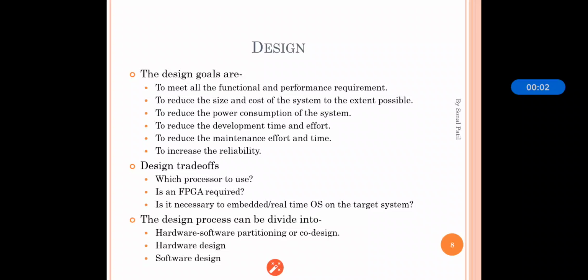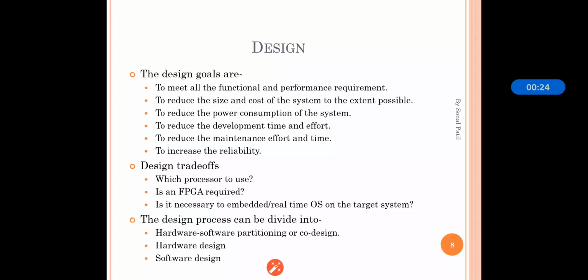So dear students, in our last section we have seen the requirement engineering phase of the waterfall model, and in this section we will see the design phase of the waterfall model. The design phase is the second phase of the waterfall model. For the design phase we have to consider two designs, hardware and software.